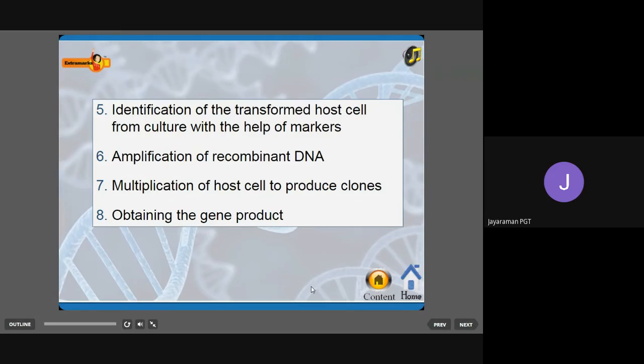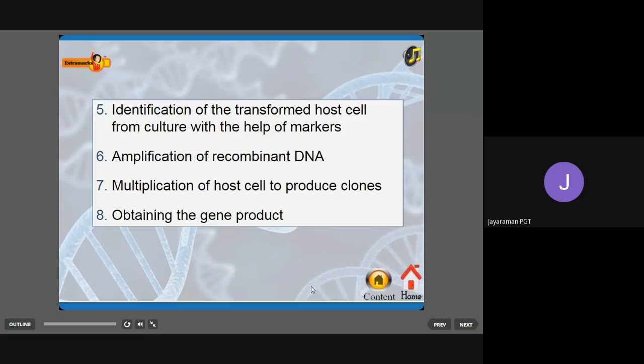Now, what is the fifth one? Identification of the transformed host cell from the culture, with the help of markers. That we also discussed in detail. One is using antibiotic resistance genes. In pBR322, there are two antibiotic resistance genes, ampicillin and tetracycline. If you insert the gene in one of them, we need two types of antibiotic, tetracycline and ampicillin, to segregate the transformant from the non-transformant.